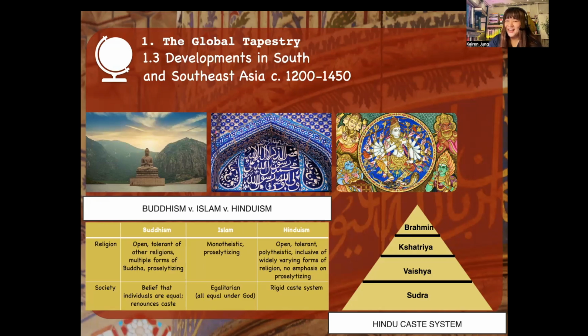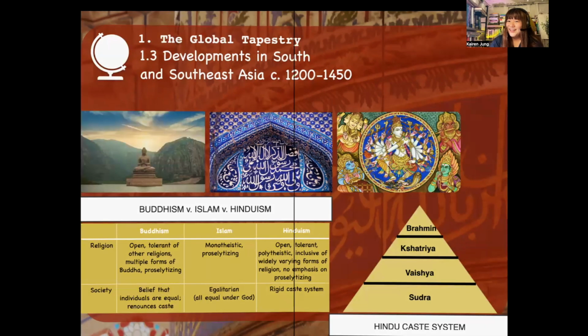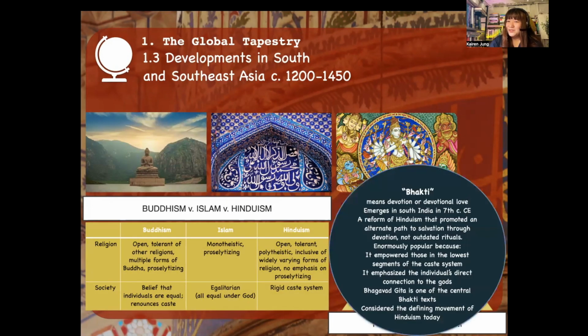But they had a rigid caste system at the time, and this is the Hindu caste system pyramid: the Sudra at the bottom, the Vaishya, the Kshatriya, and then the Brahmin at the tippy top, right? And so this was a very rigid caste system. You were born into it, it was inherited, there was nothing you could do about it until Bhakti, which was an offshoot or a reform of Hinduism, emerged in the 7th century CE in South India, and Bhakti means devotion or devotional love. And this promoted an alternative path to salvation through devotion.